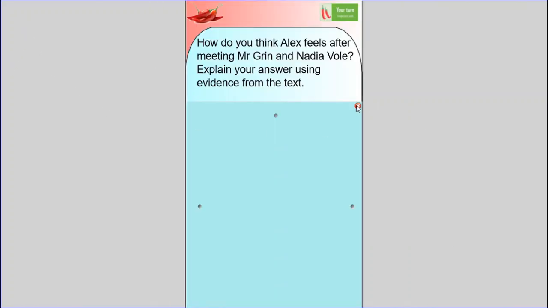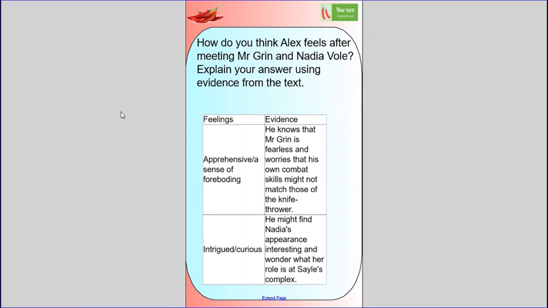And then Chili 3, you might have put something like this. So he might feel apprehensive or he might have a sense of foreboding. We've learned about that word in class before when we did our War Horse topic, our World War I. So the evidence for that, so he's feeling a bit nervous, a bit worried, is that he knows that Mr. Grin is fearless and he might start worrying that his own combat skills might not match Mr. Grin's knife throwing abilities. And then he might also be feeling intrigued or curious. So he might find Nadia's appearance interesting and wonder what her role is at Seil's complex, or what her job is.